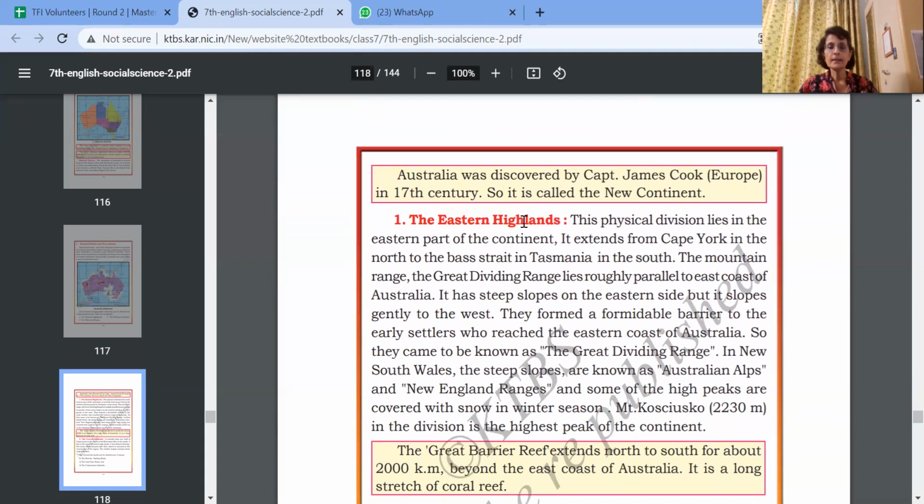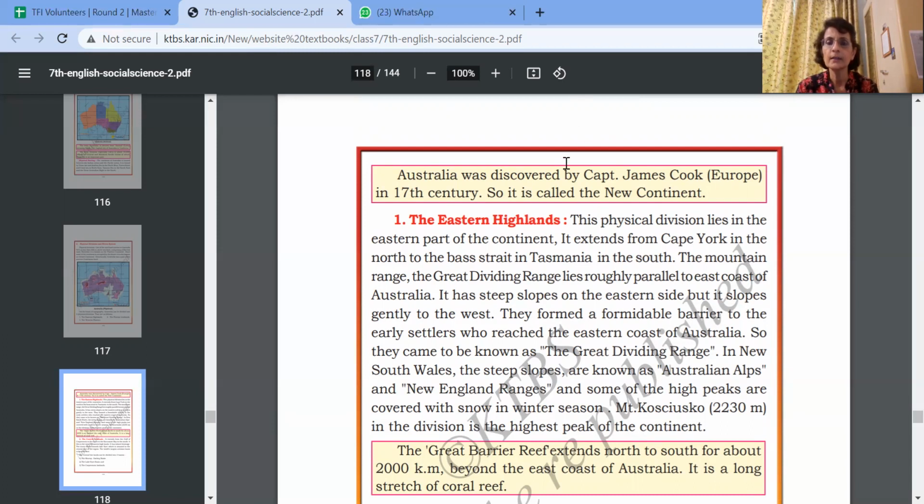Now let us see the Eastern Highlands. By the name, you know that it lies in the east part of the continent. So we have north, south, east, west. It lies in the eastern part of the continent, and it extends from Cape York in the north to the Bass Strait in Tasmania in the south. Just mark this, from where to where does the Eastern Highlands extend.